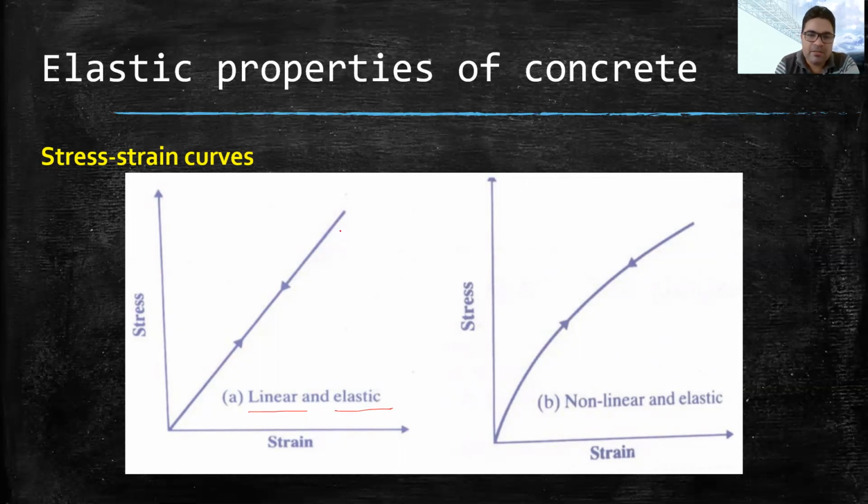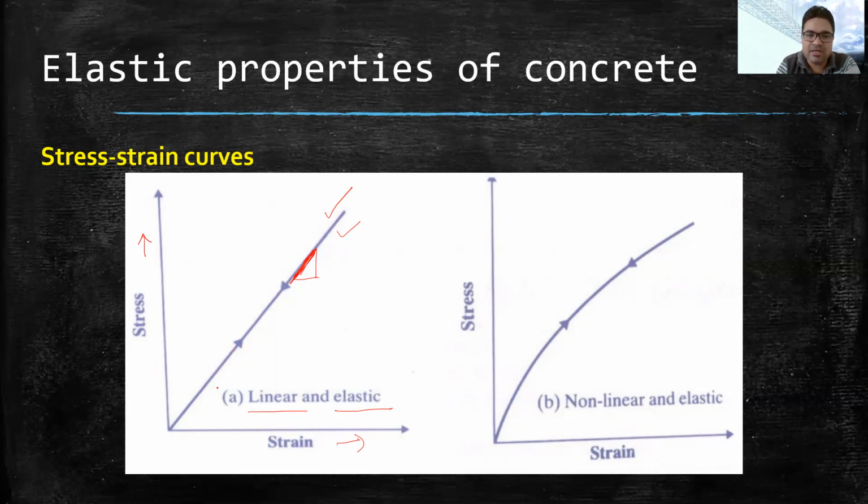Why? Because you can see that as stress is increasing, strain is increasing, and the curve is linear, which means this curve is following Hooke's law, which states that stress is directly proportional to strain within the elastic limit. So the curve is straight, which means it has a definite slope. This slope is actually the modulus of elasticity. So we can easily find out the elasticity of this material if it is linear and elastic.